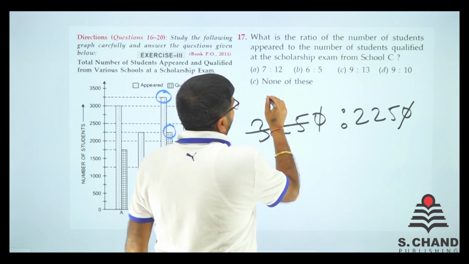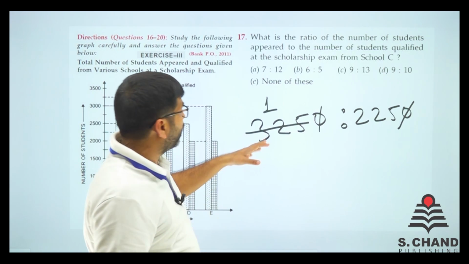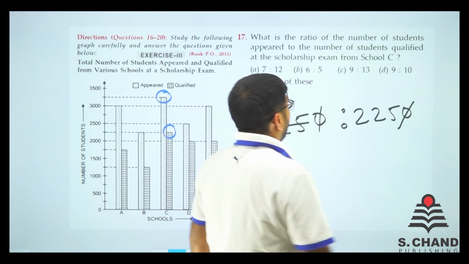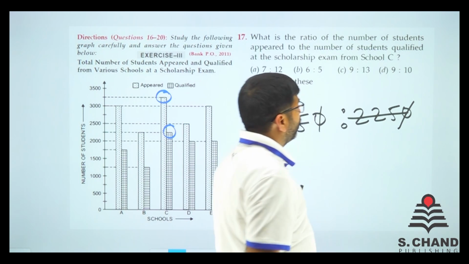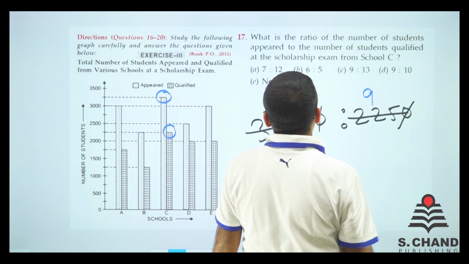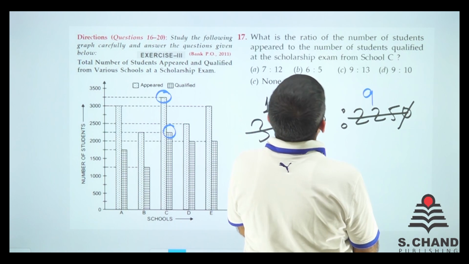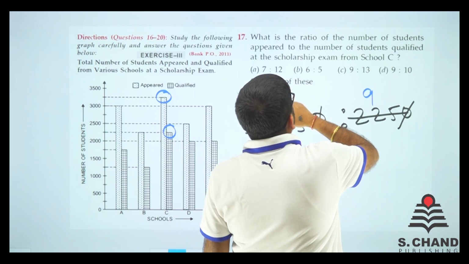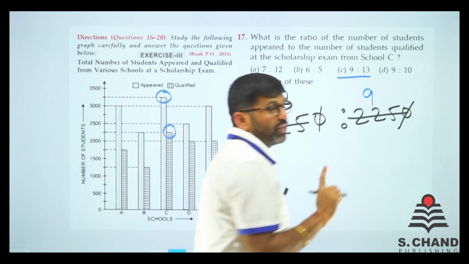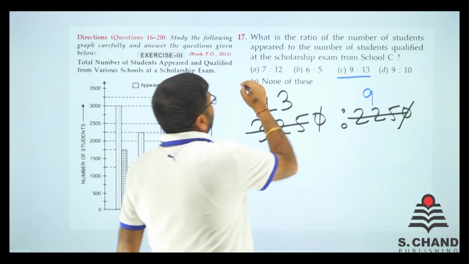So 25 ones are 25. We have got 7 left. 75 is 3 times. So here is 13. Now 25 into 225 is almost 9 times. So 13 is to 9 is the answer. What is the ratio of number of students appeared to the number of students qualified? So 9 is to 13 is not the right answer. Answer is 13 is to 9.